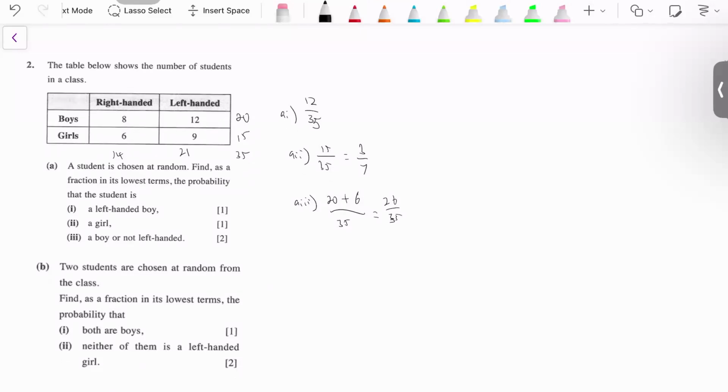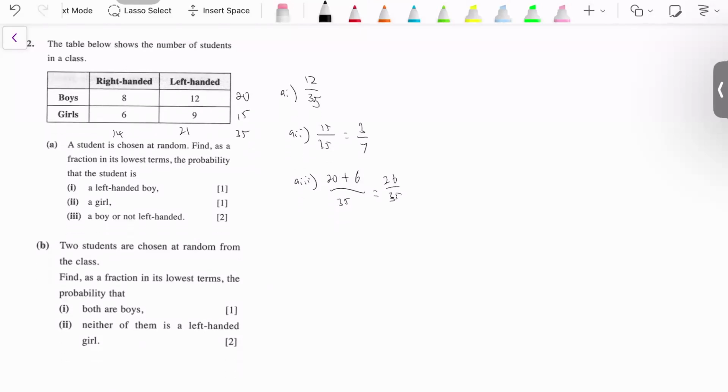Okay, so next, part B part 1. They say that 2 students are chosen at random. Just to take note, because 2 students are chosen at random, when we pick the first student, we have to minus 1 from that group, and our total number of students decreases by 1 as well. In this case, they are asking the probability of us getting both boys.